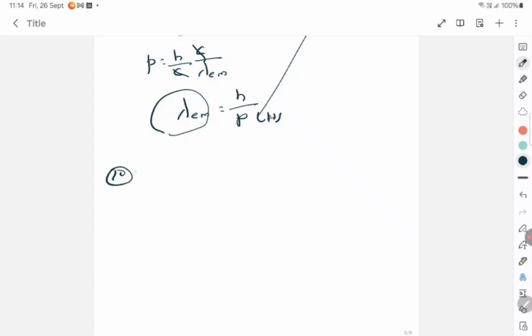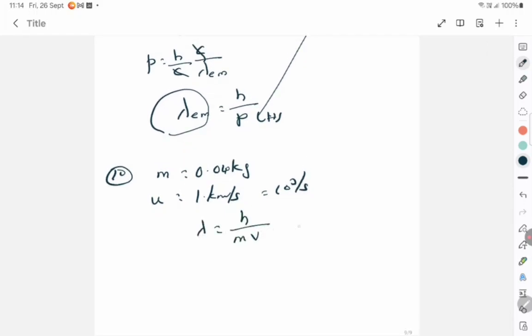What is the de Broglie wavelength of a bullet of mass 0.04 kg, at a speed, the velocity has been given as 1 km per second, which is 10 to the power 3 meters per second? What is the de Broglie wavelength? Lambda is equal to h by mv. That's all. You know the velocity, you know the mass, you know h is 6.6 into 10 to the power minus 34, divided by mass 0.040 into velocity 10 to the power 3. Just solve it and get your answer.